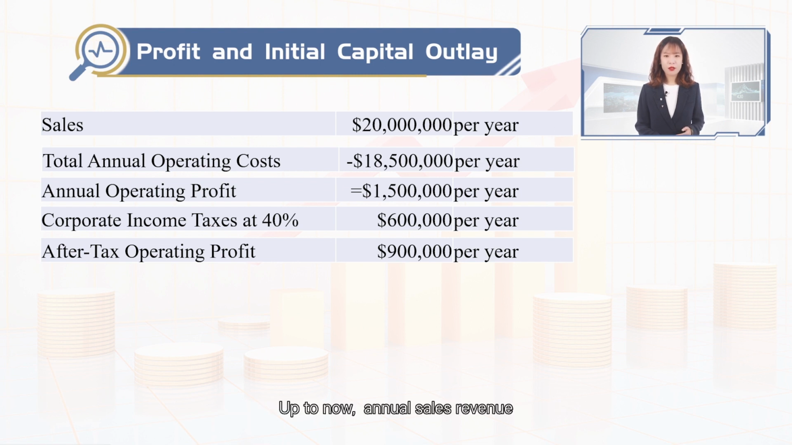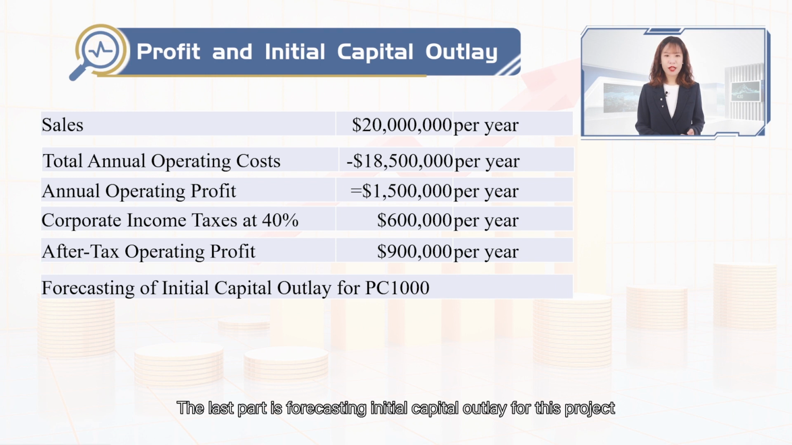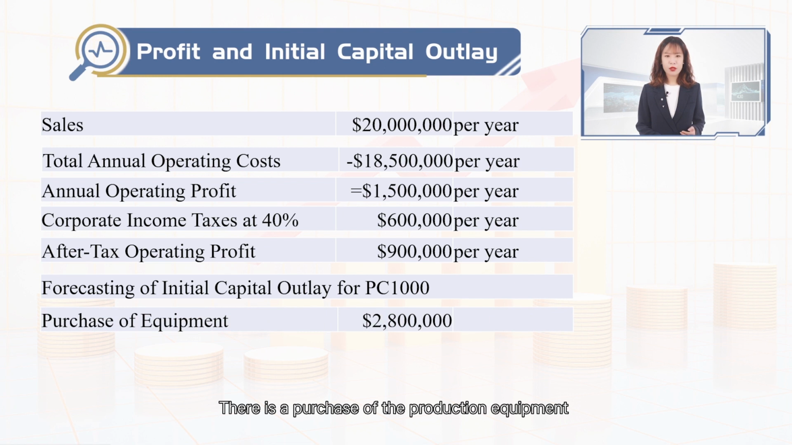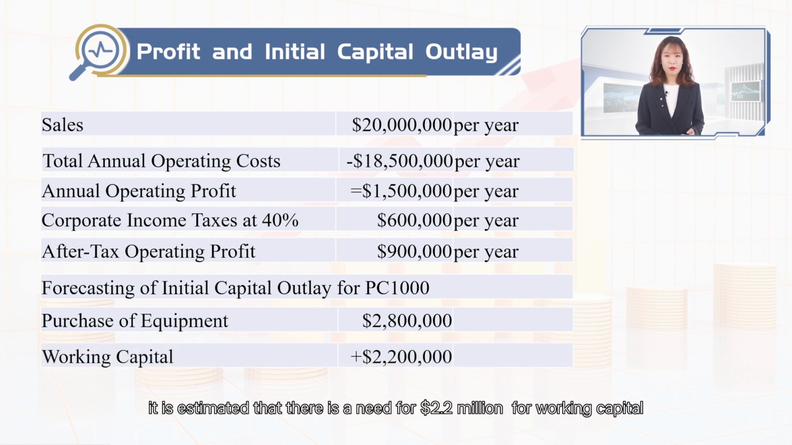Up to now, annual sales revenue, operating costs, and profit have been calculated. The last part is forecasting the initial capital outlay for this project. There is a purchase of the production equipment which will cost $2.8 million. In addition, it is estimated that there is a need for $2.2 million for working capital. Note that this $2.2 million working capital is required at the beginning of the project and the following operating years.